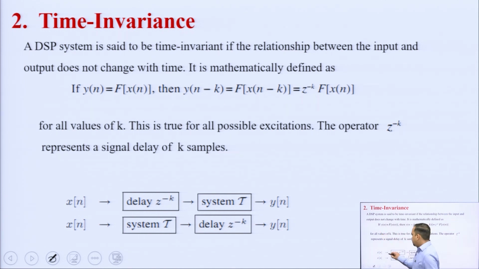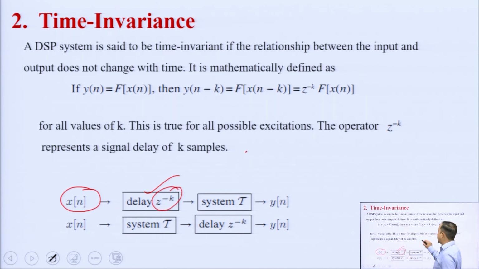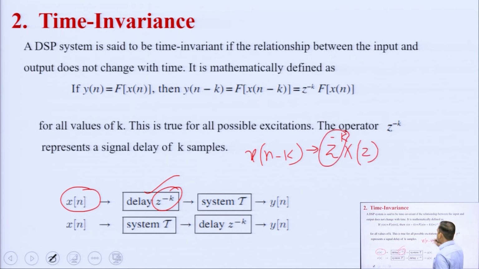How can we see this? Again, we will be formulating two equations. We have x[n] as input. We are applying a delay by a factor of k, which is called delay, x[n minus k]. If we are aware of the z transform, that will be z raised to the power minus k times X(z). So z raised to the power minus k basically represents a delay by a factor of k. First we are providing a delay, after that we are applying the system onto that. We are getting equation number 1.